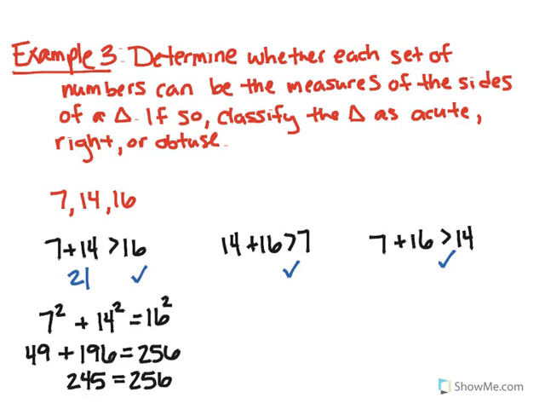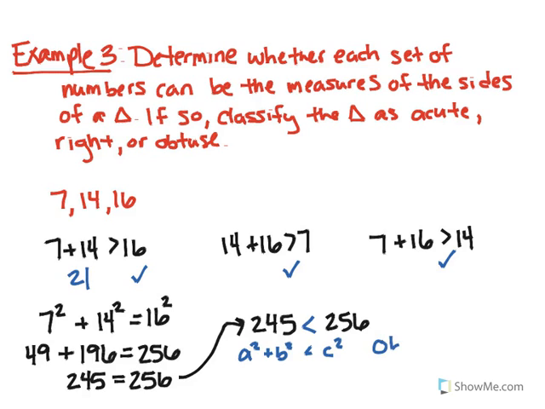What we can do now is see how those two sides compare. If I do 245 here and 256 here, how would we place the inequality sign? Which number is greater? It looks like the 256 is going to be greater. So since our a squared plus b squared side is less than our c squared side, that means our triangle is obtuse, based on the theorem we just looked at.